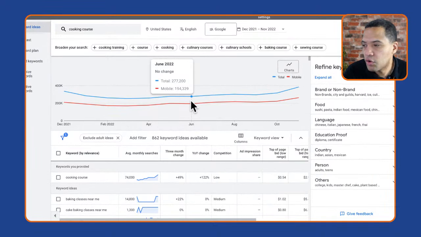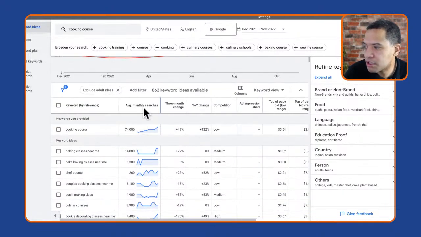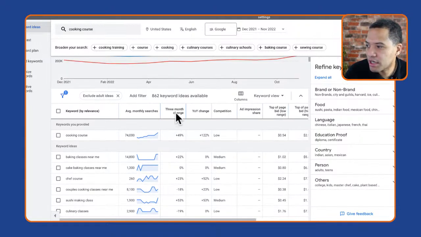All right. So as you can see here, what we have is a trend for the keyword cooking course. You scroll down here, and it shows you the average monthly searches is 74,000 in the United States. And this is pretty cool right here: a 3 month change of 49% increase, and year over year, 120%.